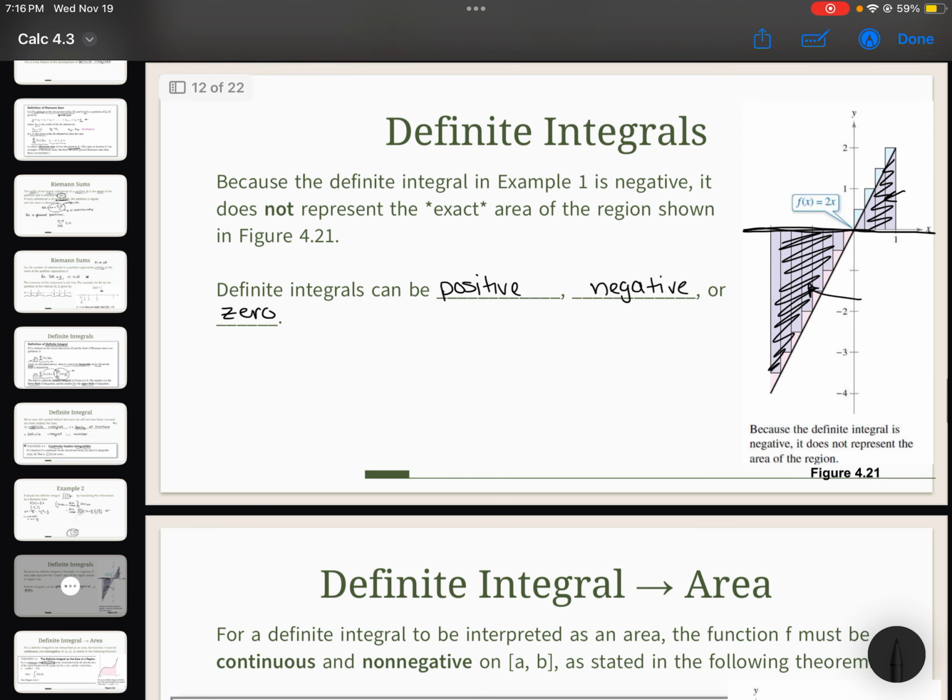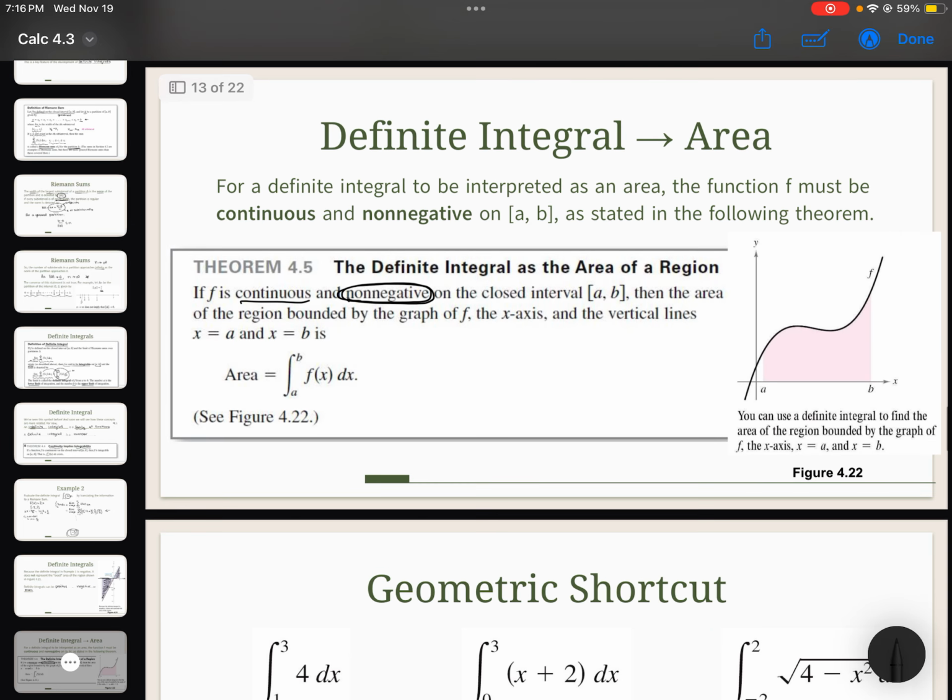If you know that you're dipping below your x-axis, then I can't say it's exactly representing area. Again, we have to make this weird approximation thinking about negative area. So if it's non-negative and continuous, then area represents your definite integral over here. And I'm going to show you guys a couple of shortcuts for a couple different types of definite integrals.